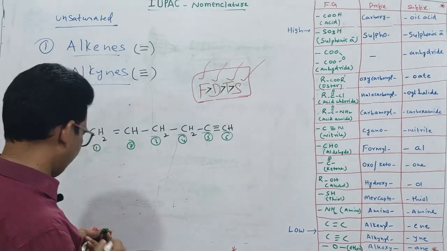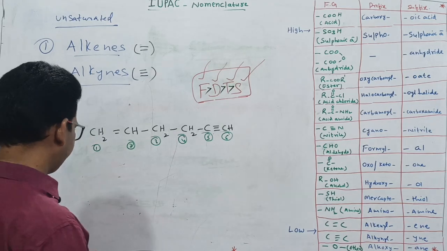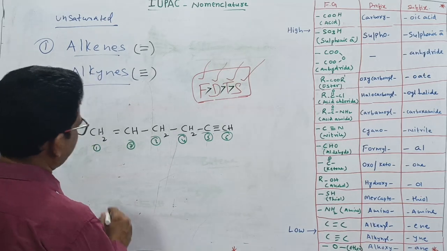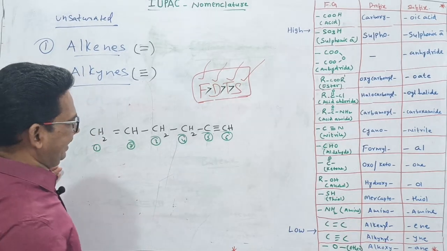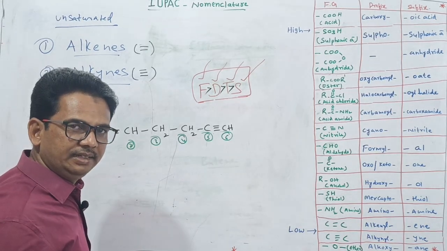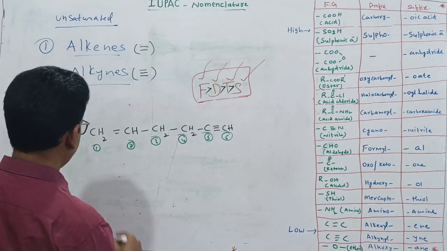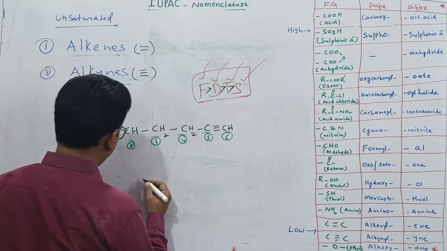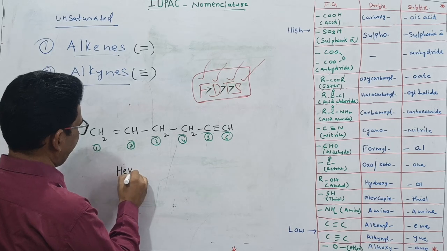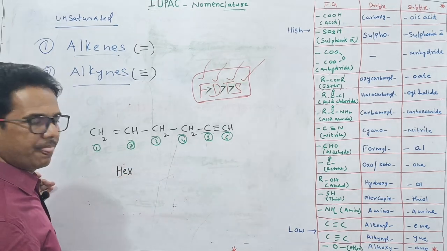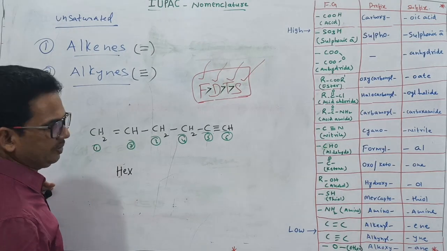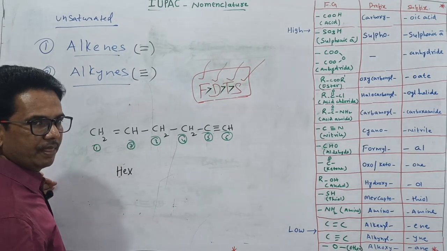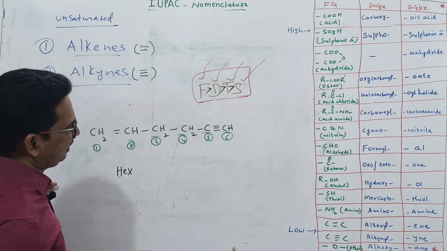Then how are we going to write the naming for this one? How many carbons does it have? 6 carbons, so what is the word root? Hex, hexane. Is it right? Then see, in this case, how are we going to write the name? Word root is hex. Then the double bond will be present at the second position. Then the triple bond is present at the third position.